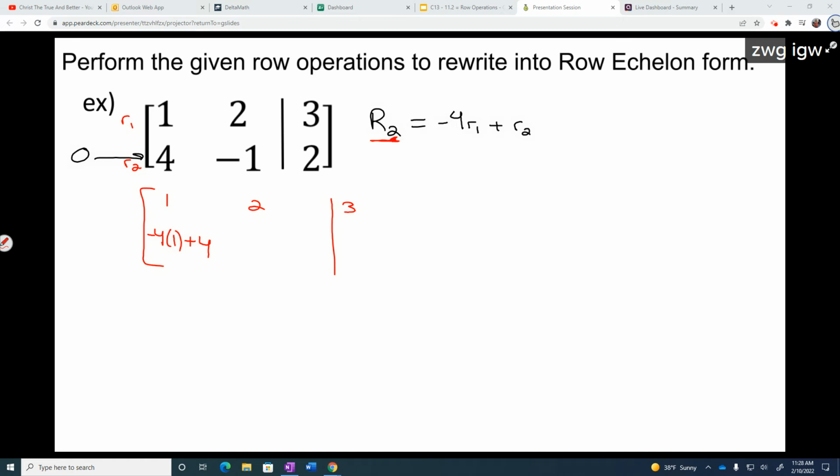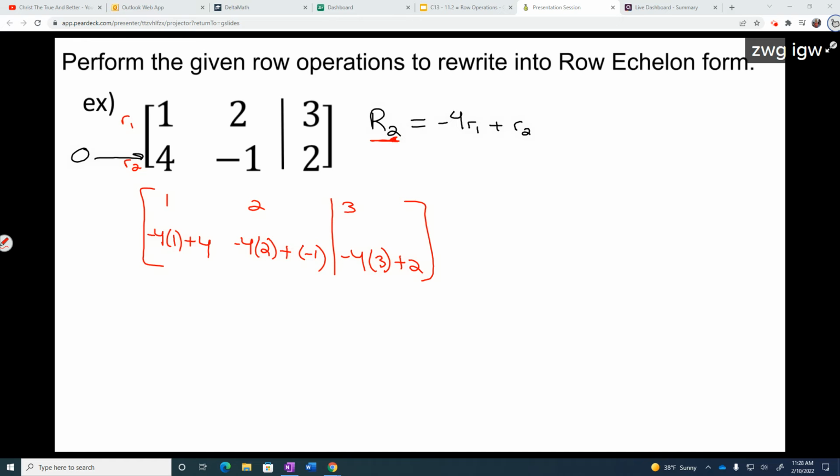And we have to do this for every single element in that row. So we're going to do the same thing for the next one. Negative 4 times R1, so that's times 2, plus the original R2 value, which is negative 1. Same for the last one. Negative 4 times the R1 value, which is 3, plus the original R2 value of 2. So that's that row operation.